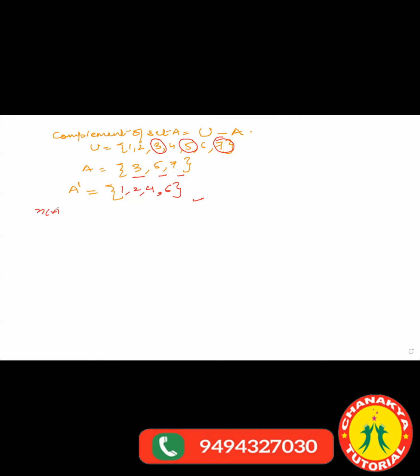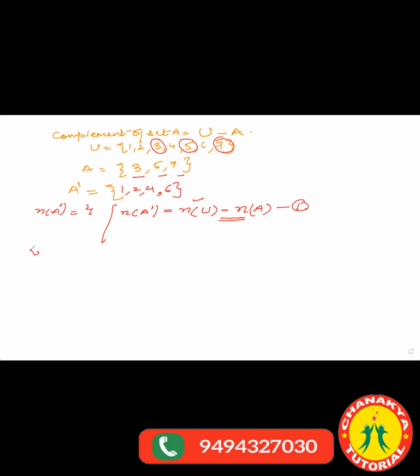If I ask you the number of elements of A complement, how many elements are there? Tell me. 4. So you will write that here. See, one formula you have framed here: the number of elements in A complement is equal to the number of elements in the universal set minus the number of elements in set A. Is it clear, beta? Yes, ma'am. Understood? Okay, so this formula you have derived.